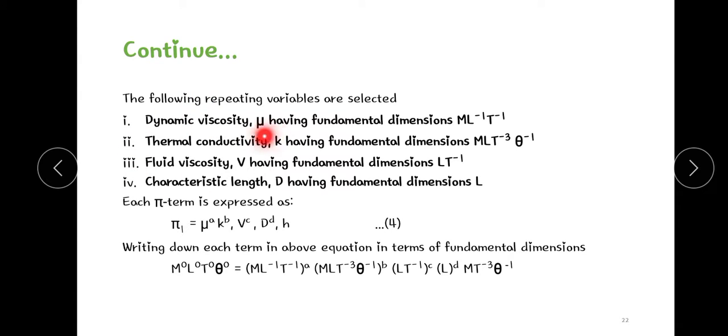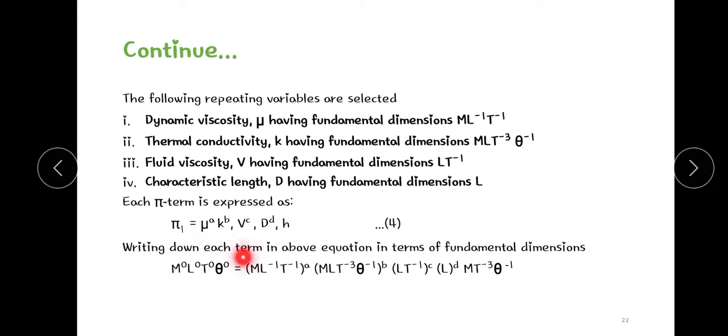First is dynamic viscosity mu, having fundamental dimensions M L minus 1 T minus 1. Second is thermal conductivity k, having fundamental dimensions M L T minus 3 theta minus 1. Third is fluid velocity V, having fundamental dimensions L T minus 1. Fourth is characteristic length D, having fundamental dimension L. So each pi term is expressed as pi 1 equals mu to the power a, k to the power b, V to the power c, D to the power d, and h. Here a, b, c, d are constants. Writing down each term in the above equation in terms of fundamental dimensions, pi is dimensionless, so its dimensions will be M0 L0 T0 theta 0.